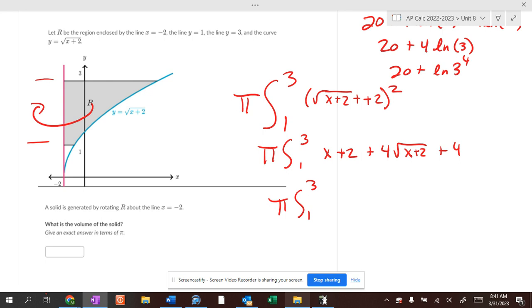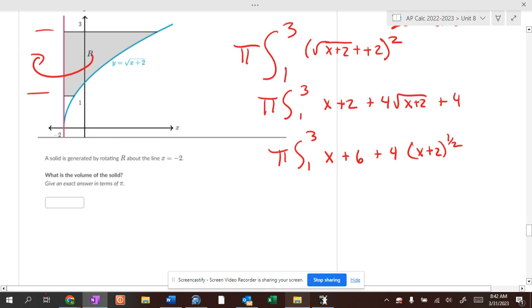So it'd be x plus 6 plus 4 times the square root of x plus 2. Or that is really to the 1/2 power. All right, integrate.